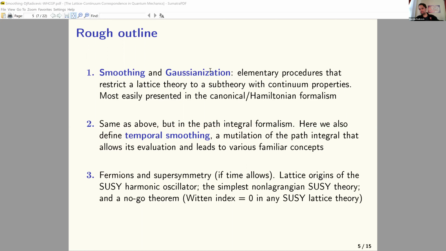And then I could write down a path integral, and then I would also have the additional discretization of time, which can in principle be different from the discretization of space. Okay, thanks.